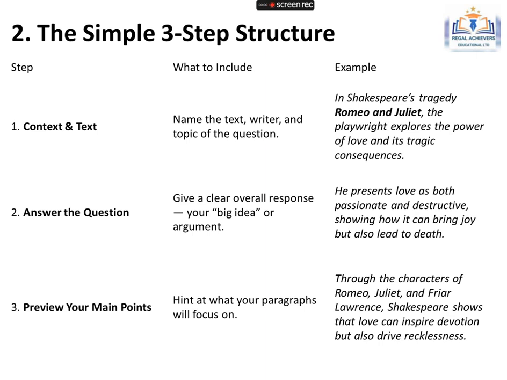Number 2, this is the simple 3-step structure. We're looking at the step, what to include, and an example. First is context and text. Name the text, writer, and topic of the question. For example, in Shakespeare's tragedy Romeo and Juliet, the playwright explores the power of love and its tragic consequences.